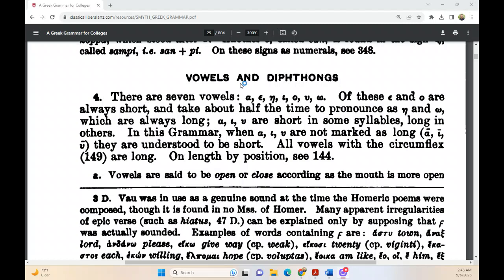We're looking at some of the Greek letters. We've learned in the first article that there are 24 letters in Greek, and here we're learning about the vowels. All of the letters can be divided into two groups, vowels and consonants. So there are 24 Greek letters, and here we learn that there are 7 vowels, and you've got a list here of the 7 vowels.